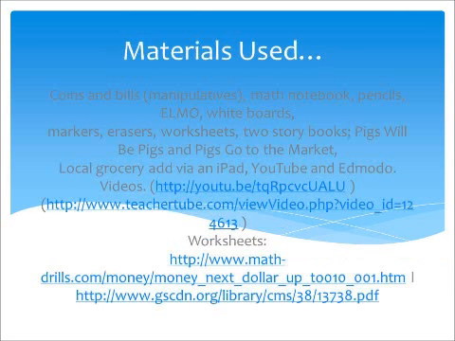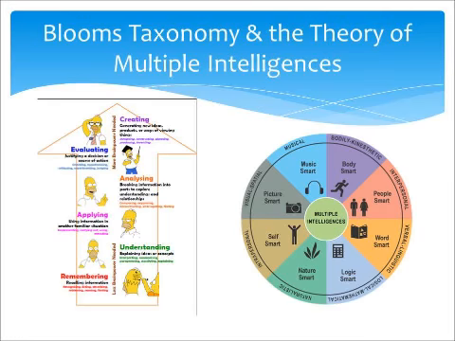During this unit, students will be using manipulatives such as paper bills. They will also be using their math notebooks, pencils, the Elmo, whiteboards, markers, erasers, worksheets, two different storybooks, a local grocery ad via the iPad, and Edmodo. The unit addresses Bloom's taxonomy by distinguishing the different levels of cognition. It also addresses numerous multiple intelligences. This unit has something for all MIs.